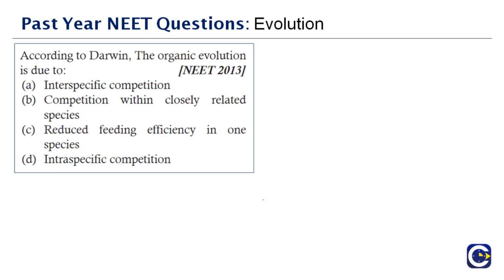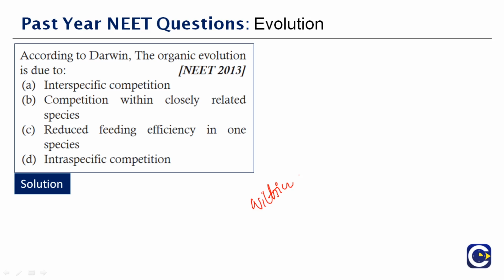Next question here. According to Darwin, organic evolution is due to dash. This question was asked in the year 2013. We are given four options here: interspecific competition, reduced feeding efficiency, and intraspecific competition. Intra means within. According to Darwin, organic evolution is due to intraspecific competition.